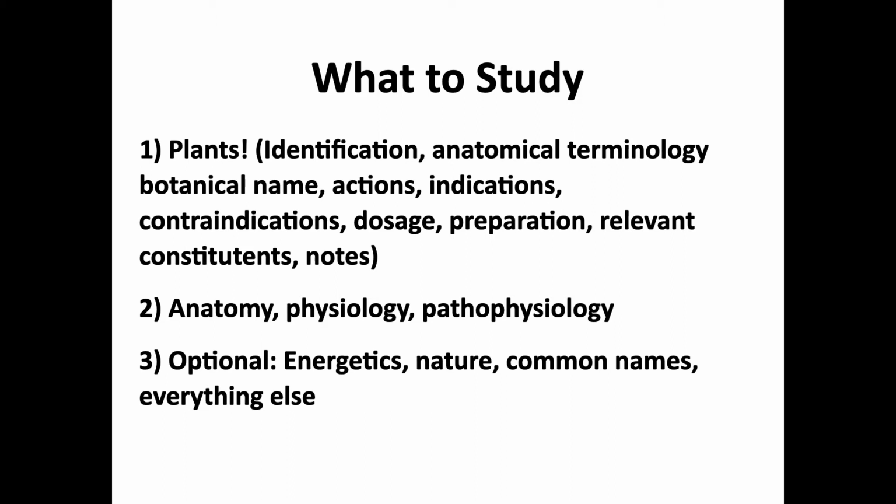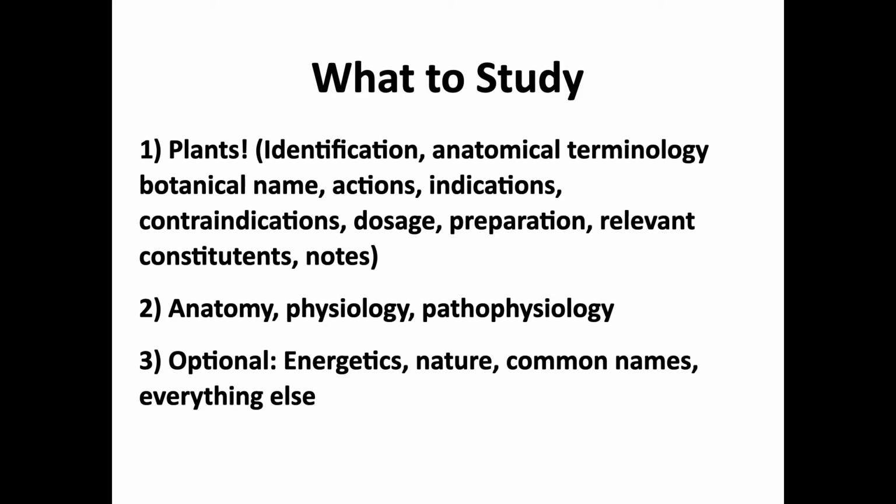The anatomical terminology is the botanical names for the parts of the plant. The botanical name, which is critical, is the universal name of the plant. So you can travel if you want to travel other places or read books on plants outside of your area, and you will know which plant they're talking about. Actions, which is what the plant does. Indications, which is what the plant's for. Contraindications, dosage, how to prepare the plant, relevant constituents, chemical constituents in the plant, and notes. So we're going to go over these separate things later on in this video.